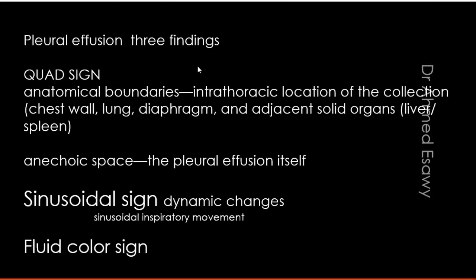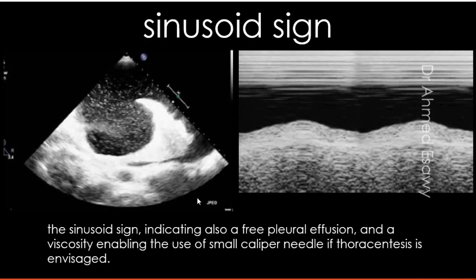Pleural effusion, three findings in chest ultrasound: quad sign, sinusoid sign, dynamic change, fluid color sign. The sinusoid sign indicates free pleural effusion and low viscosity, enabling use of a small caliber drain. We do M mode to elicit this sinusoid sign.